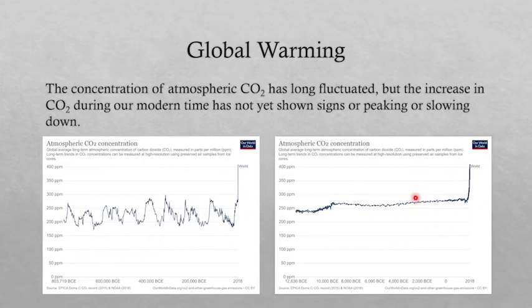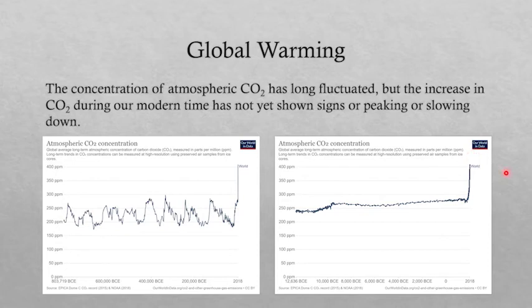Even if we zoom to a smaller time period, let's take a look at this graph, wherein we are showing the atmospheric CO2 concentration for the past 12,000 years. You can see that there is a steady concentration of carbon dioxide that lies between 250 and 300 ppm. But over the last 200 years, our carbon dioxide emissions have skyrocketed and it shows no sign of slowing down.